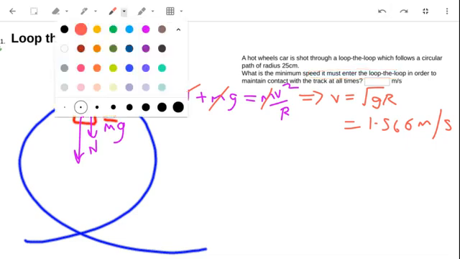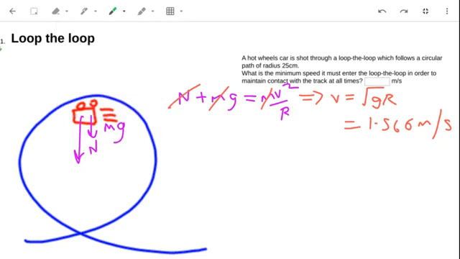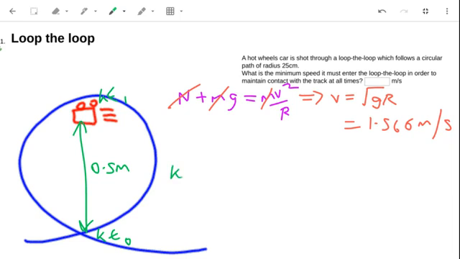Now they're asking for the speed that it must enter the loop. So I've now got to do a bit of energy conservation. I'm just going to remove this bit here, and if we look at the height that the car has moved upwards through, that's 0.5 meters. So we've got this kinetic energy at the bottom and the kinetic energy at the top. I'm going to call this 0, and I'm going to call this one 1. So we're going to say that the kinetic energy at the bottom is converted into the kinetic energy at the top plus the gravitational energy that we needed to put in.